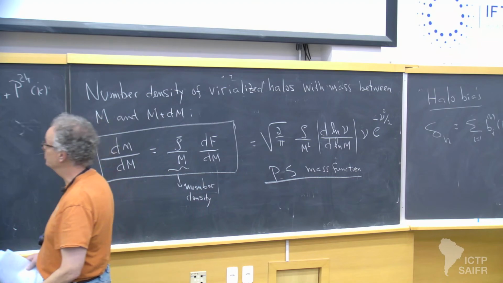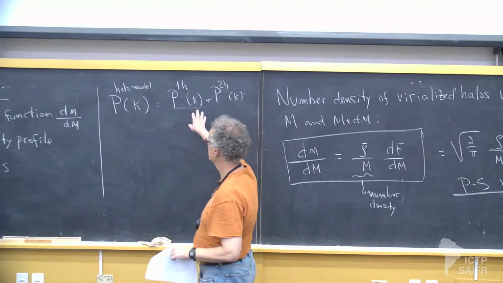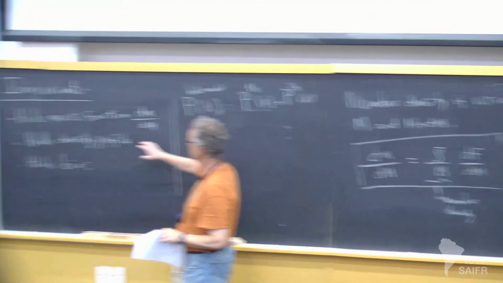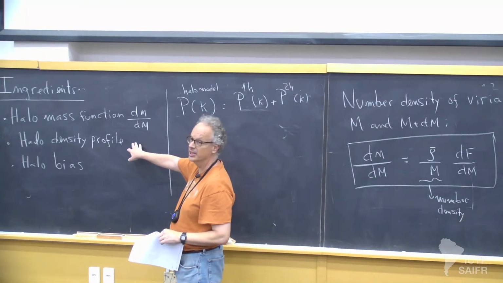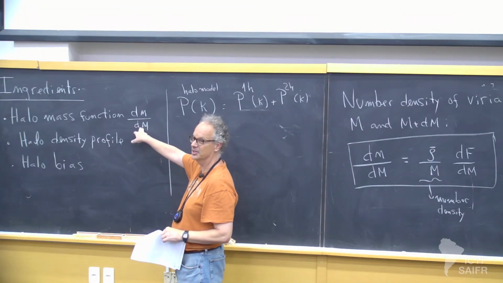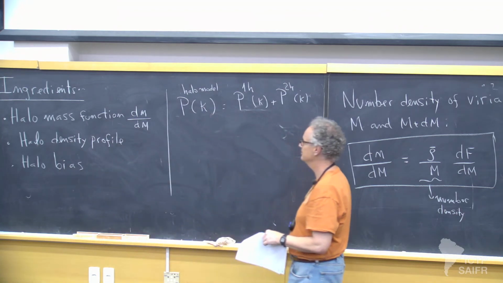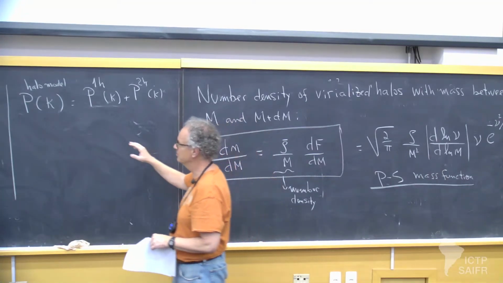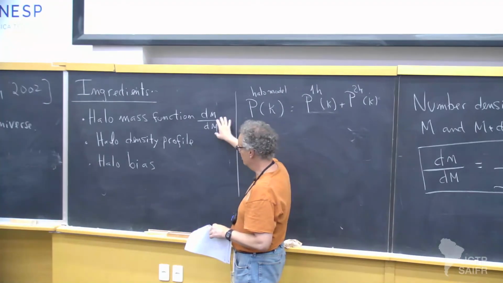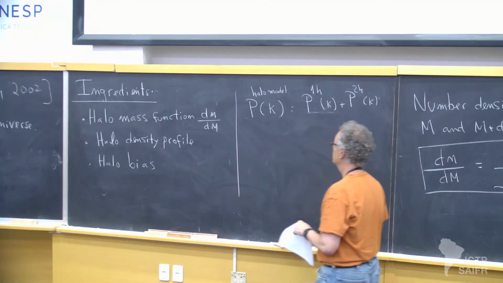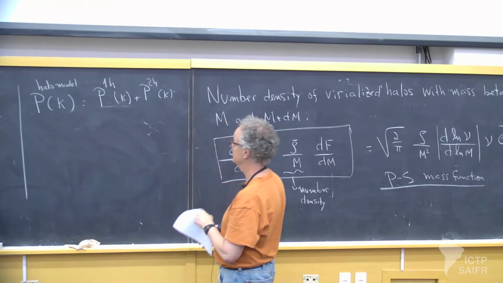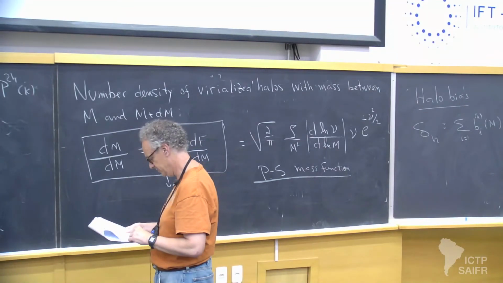And in order to compute this, for the one halo term, for instance, the only thing that's important is the halo density profile, and not how halos are distributed in the universe, because you're only looking at things that happen in one halo. And for the 2 halo term, it's important to know the halo mass function as well as the halo density profile, and also the halo bias, if you want to talk about galaxy distributions.